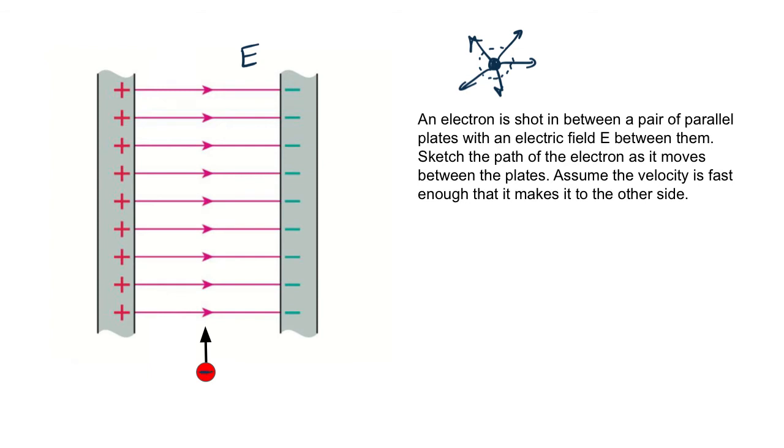Okay, so here we have two parallel plates and we're shooting an electron into the plates. We want to talk about what's going to happen. An electron is shot between a pair of parallel plates with an electric field E between them. Sketch the path of the electron as it moves between the plates. Assume the velocity is fast enough that it makes it to the other side.